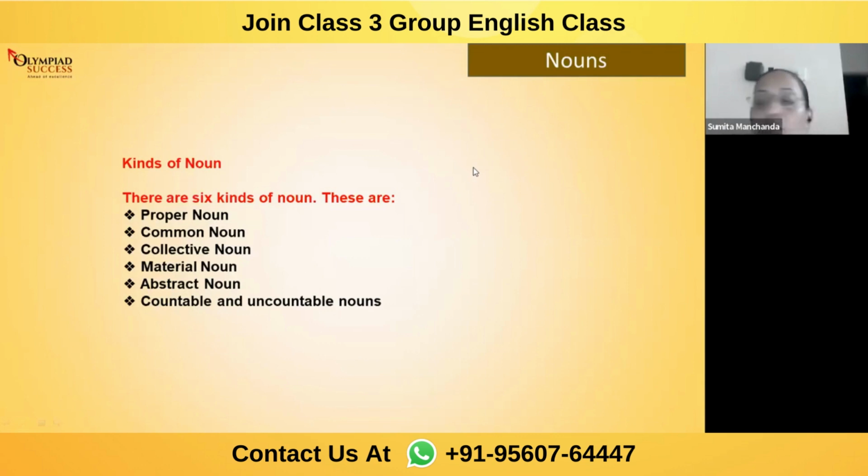Now, kinds of noun. When I say kinds of noun, you can see there are six kinds of noun: proper noun, common noun, collective noun, material noun, abstract noun, countable and uncountable noun. When I say proper noun, it means the proper name of a person. When I say common noun, I will not repeat again. If you look here and there and then expect me to repeat the thing again, please don't do that.